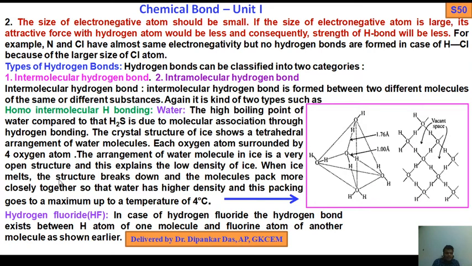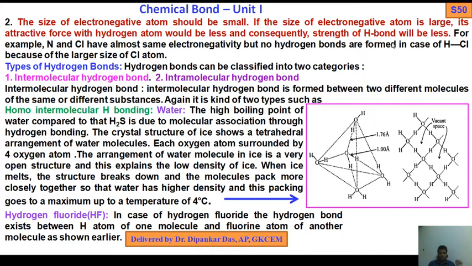When ice melts, the structure breaks down, and the molecules pack more closely together so that water has higher density. This packing goes to a maximum at a temperature of 4 degrees centigrade.